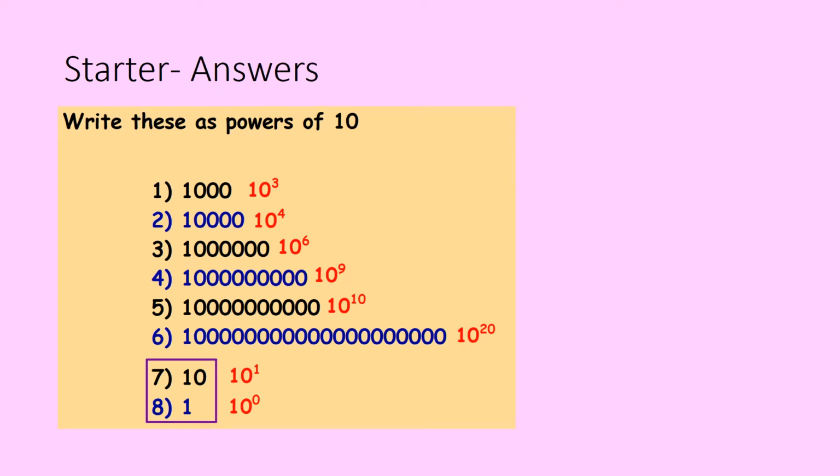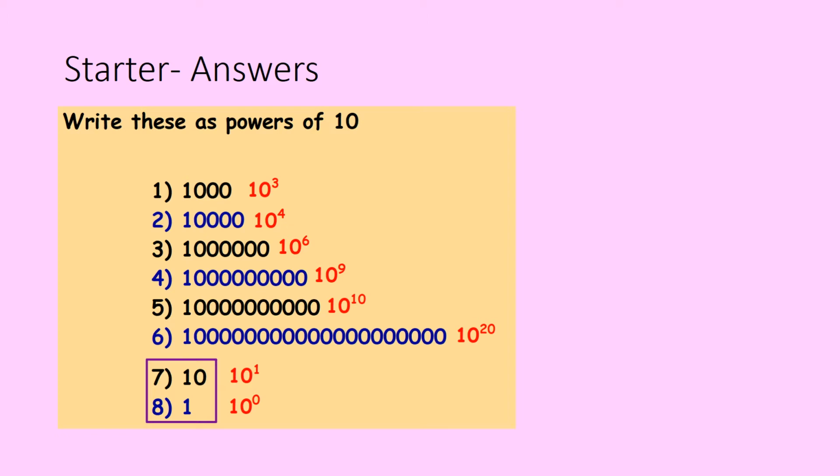Okay, here are the answers. So 1,000 is 10 to the power of 3. 10,000 is 10 to the power of 4. Now, can you spot that 10,000 has 4 zeros after the 1? Then in question 3, when we had 6 zeros after the 1, it turned out to be 10 to the power of 6. Question 4 was 10 to the power of 9. Question 5 was 10 to the power of 10. Question 6 was 10 to the power of 20.